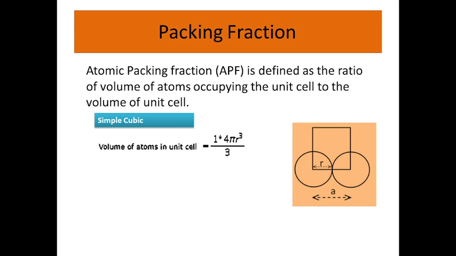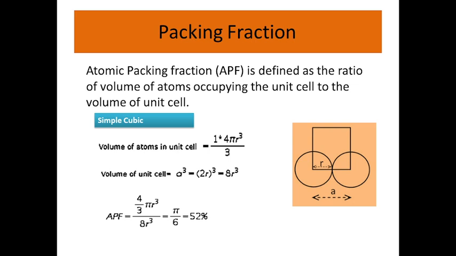Atom is spherical in shape, therefore volume of a sphere will be 4 divided by 3 pi r cube. There will be 1 atom per unit cell of a simple cubic structure, so 1 into 4 by 3 pi r cube. Then volume of unit cell is given by a cube. So there will be 2 atoms at the corner. If we take the distance, that is r plus r, 2r, then 2r cube is equal to 8r cube.